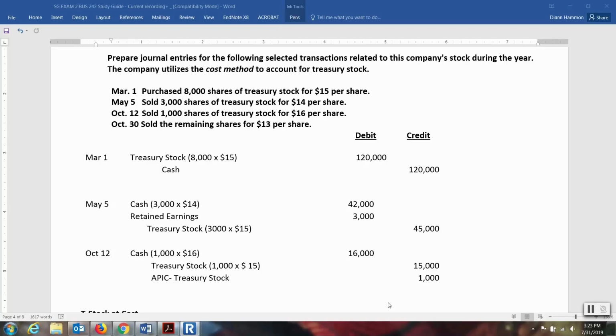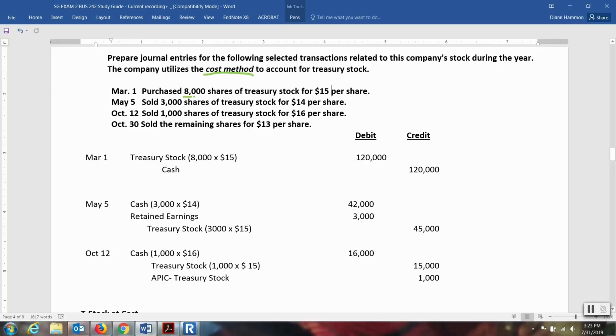Companies will sometimes repurchase their own stock. When they do, we call this treasury stock. For the transactions we see here on the screen, we're told that this company accounts for the repurchase of stock, the treasury stock, using the cost method. This would be instead of going back to the par value that the stock was sold at initially. You can think of the cost that is paid for the stock and treat it as if that is the par value for the stock.